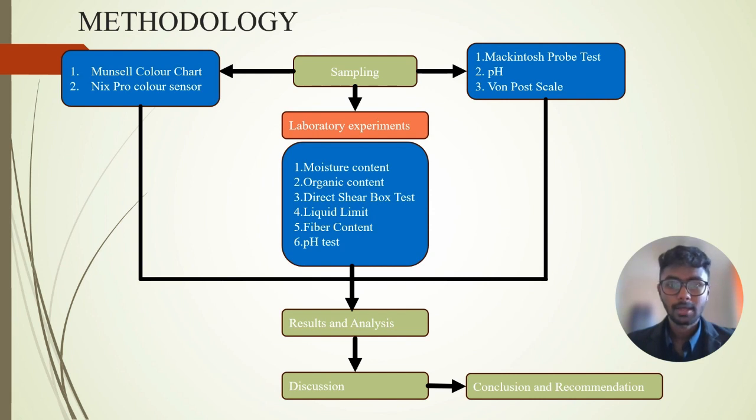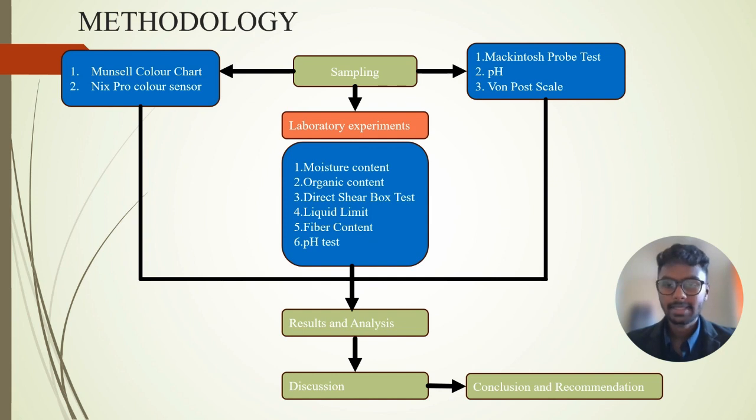First of all, I've constructed this diagram to make the project get the best result and be as accurate and precise as possible. For sampling, I'll be using the Macintosh probe test to gather the sample and also indicate the pH level, which should be below 4.5, and also conduct one post scale testing at the site area. The Munsell color chart and NIX Pro color sensor are also used at the site at the same time to get the color code of the soil.